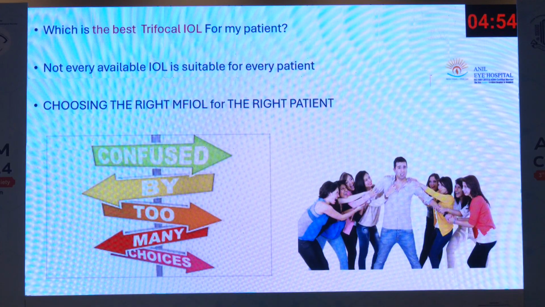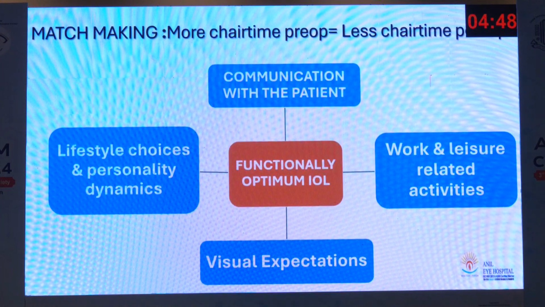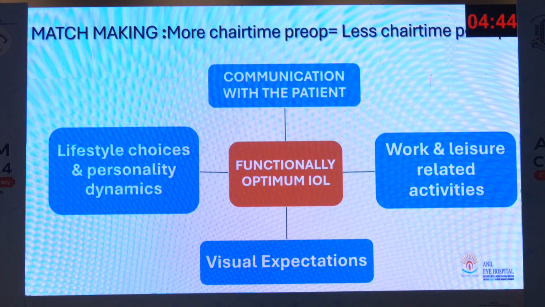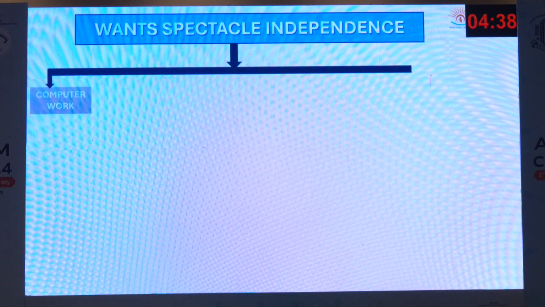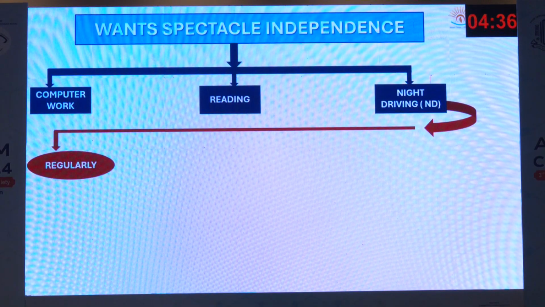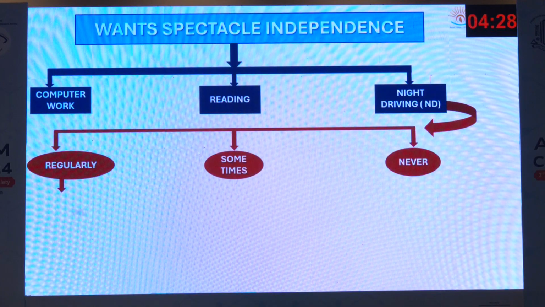So in order to choose what lens is best for your patient, you need to be a matchmaker. You need to communicate to the patient, explain to him what you are going to give, understand what his visual demands and expectations are, and then what we do is basically ask 3 questions. One is the computer work. Here we are representing intermediate vision with the computer work. How much reading he does per day and what is the amount of night driving he does.